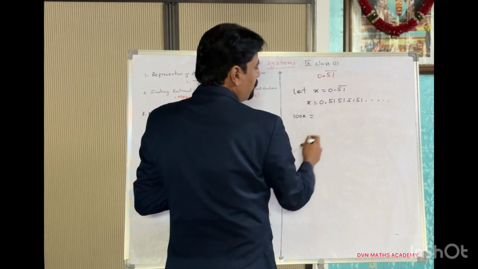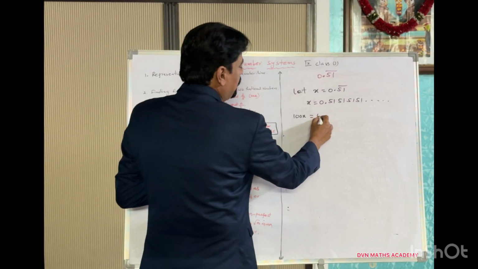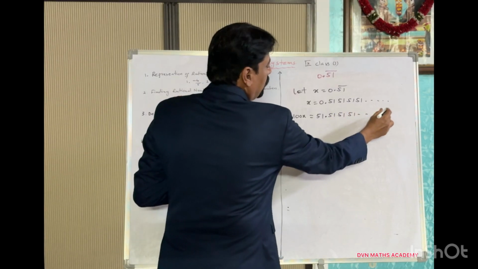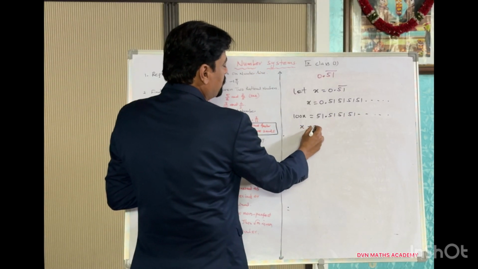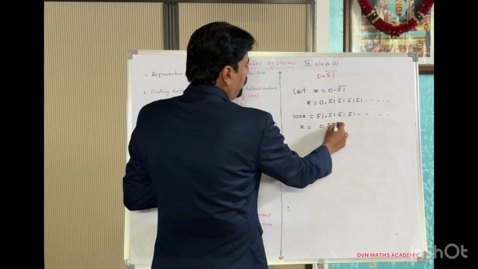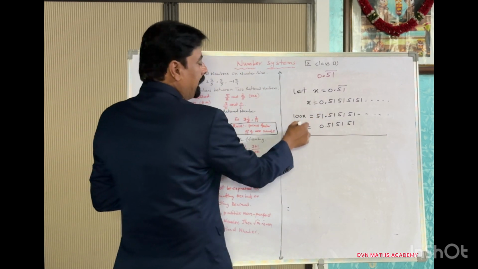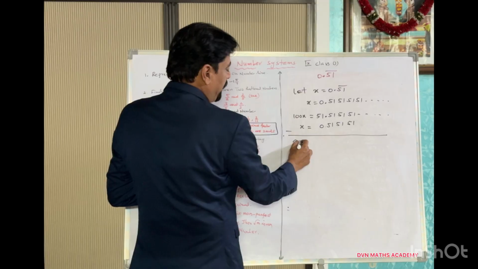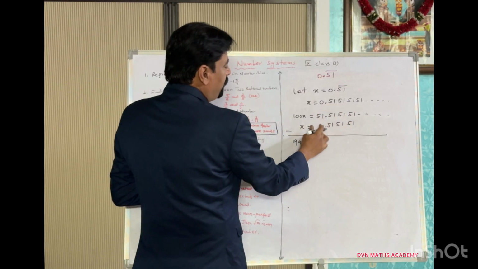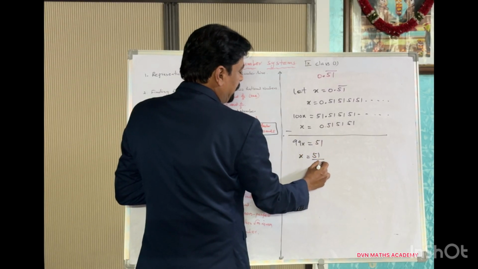If I multiply this decimal with 100, the decimal will move 2 points, like this. Then it will be 51.5151 dot. According to our value, x is equal to 0.515151. You subtract these two equations, then it will be 100x minus x, which becomes 99x, that is equal to 51 minus 0, which is 51. Therefore x is equal to 51 by 99.